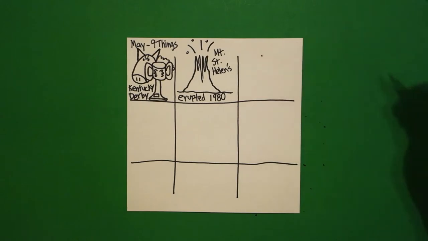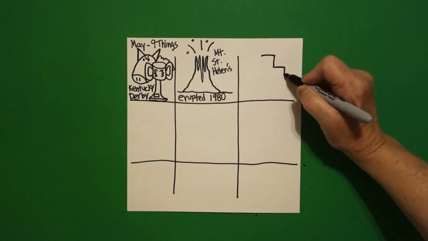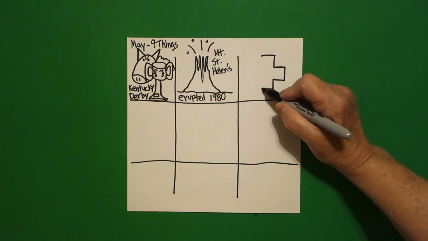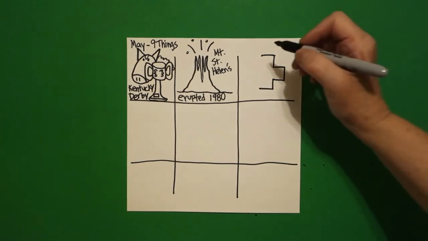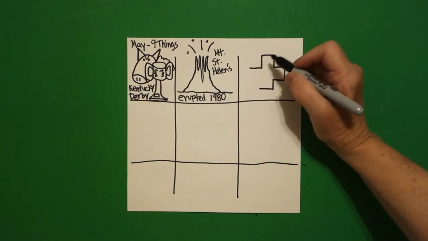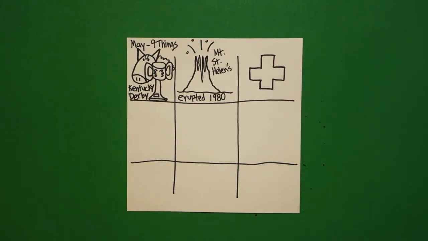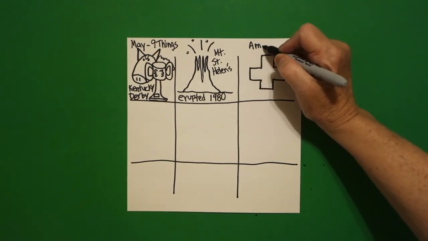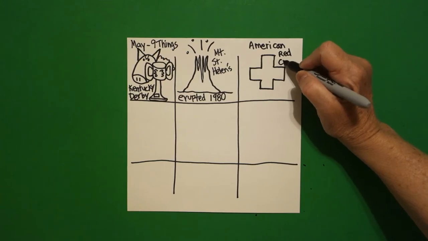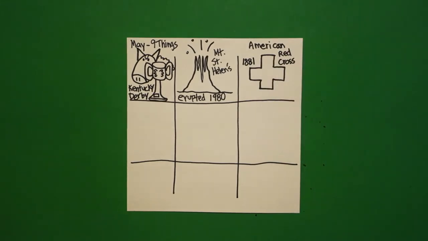Next, let's come over here on this side. Straight line over, straight line down, straight line out, straight line down, straight line in, straight line down, straight line over, and leave it floating. Come back to the top where your dot was. Straight line down, straight line out, straight line down, straight line in, straight line down, connect. This, very important, is the American Red Cross, which was established in 1881 in May with Clara Barton.